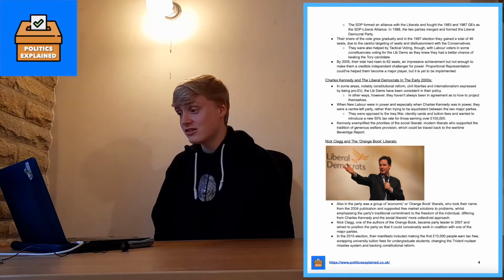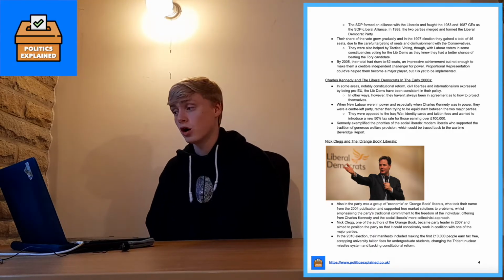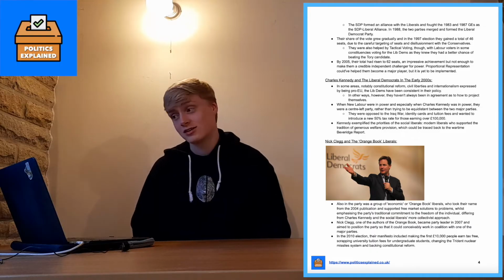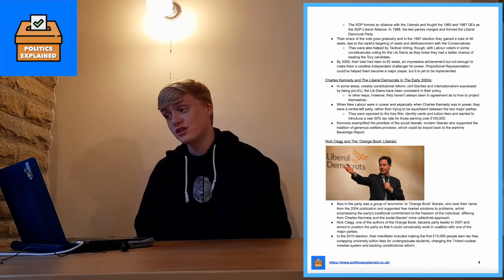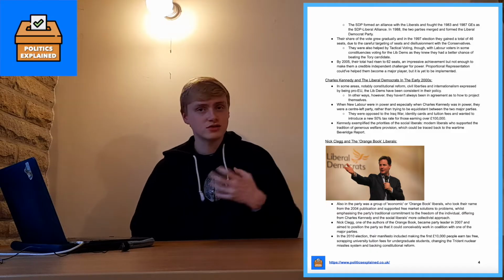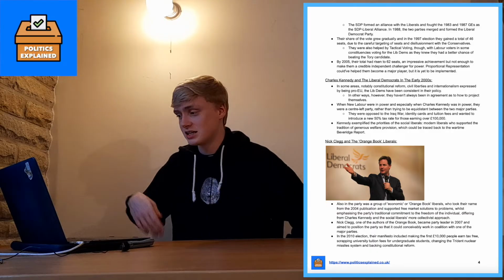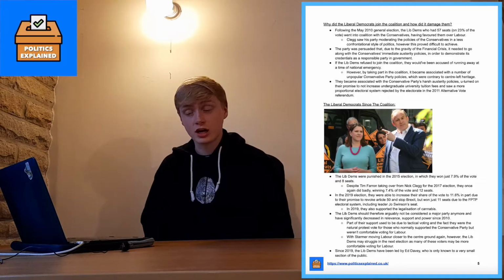In the 2010 election, their manifesto included making the first £10,000 people earn tax-free, which is introduced as the personal allowance. I think it's now £12,500. Scrapping university tuition fees for undergraduate students, changing the Trident nuclear missile system, and backing constitutional reform. So that's an idea of some of their key policies in 2010. And ultimately, after the election, they joined the coalition.